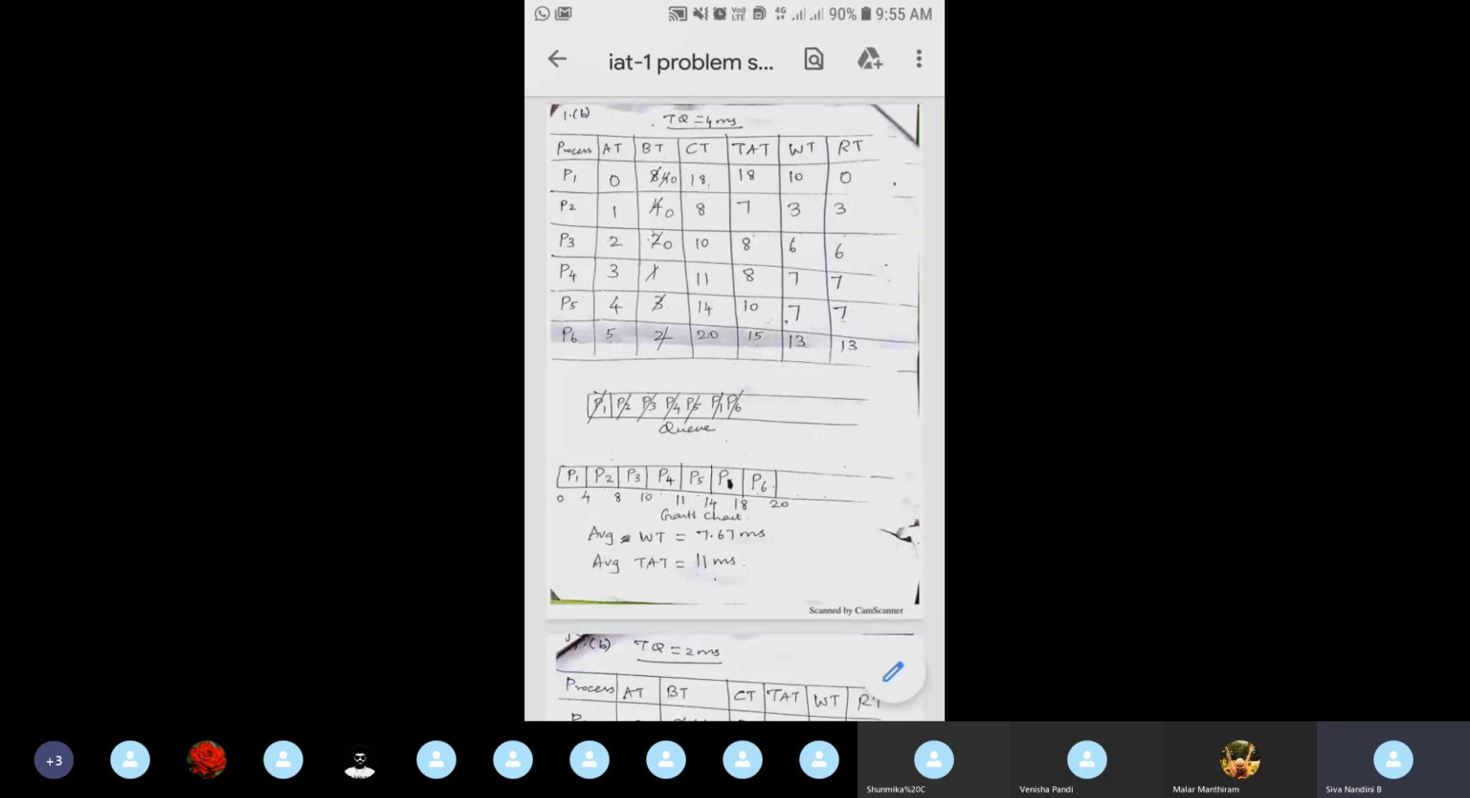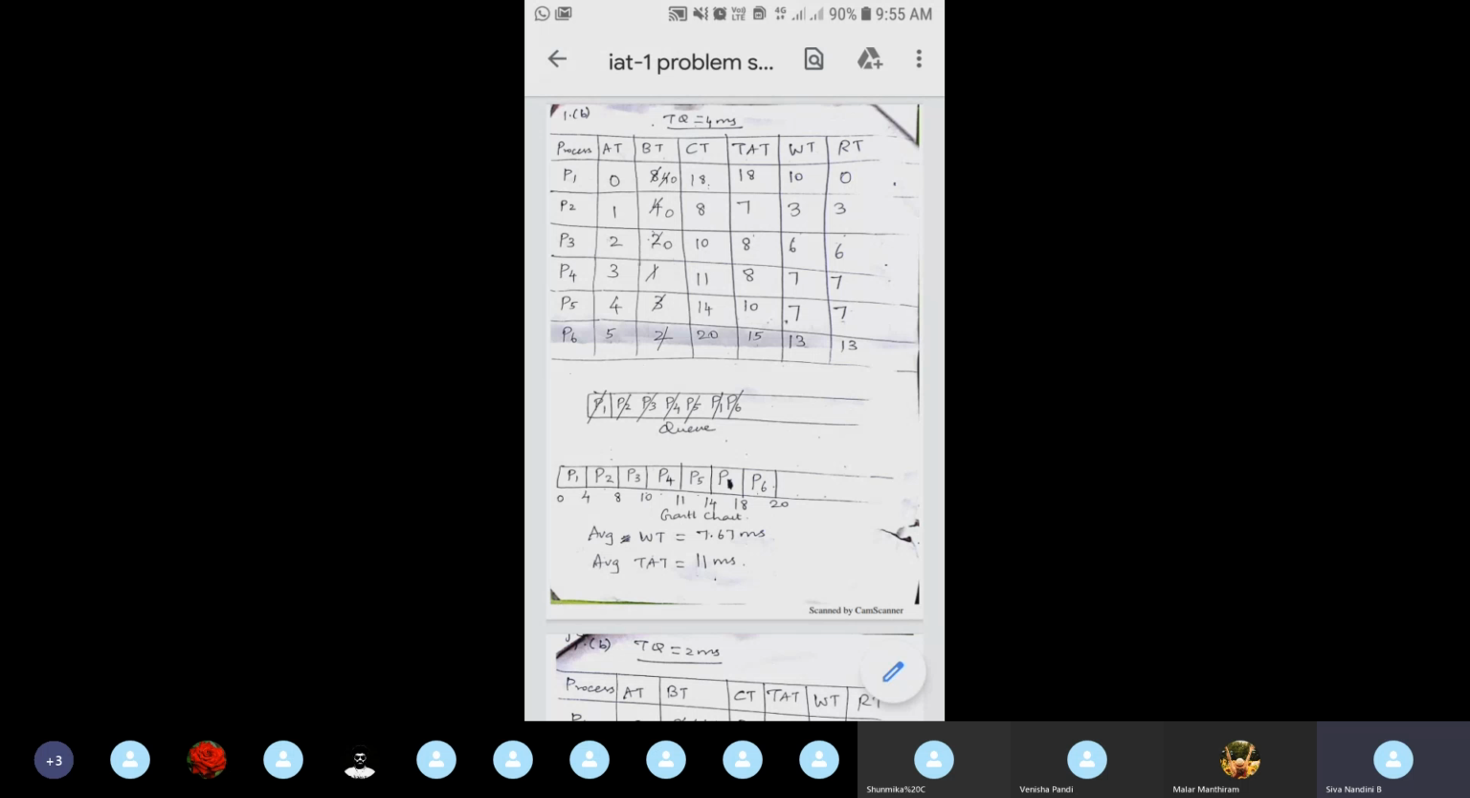Okay. So this P1 process has completed only 4 millisecond of execution. Remaining there will be 4 millisecond of execution. Then this P1 process will be added to the queue after P5. Okay. Then in the order of the queue, the next process P2 will be executed. This P2 will be executed for the given time quantum, that is 4 millisecond. So from 4 to 8 millisecond, P2 process will be executed.